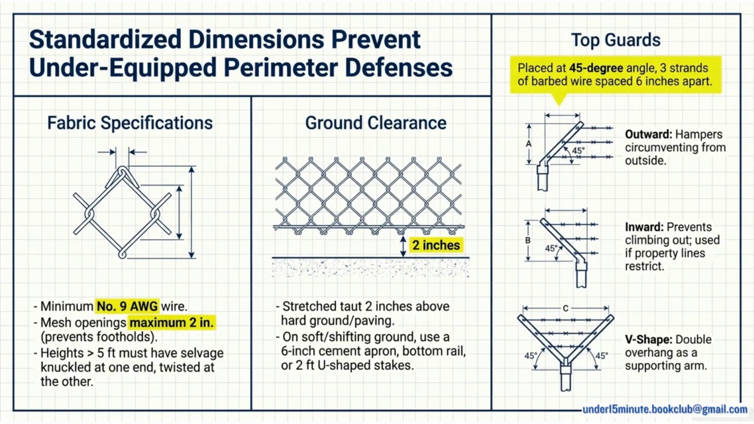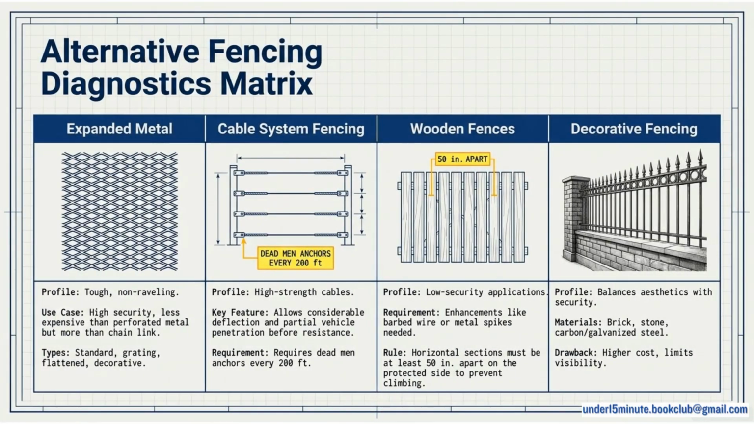Top guards, placed at a 45-degree angle, can be outward, inward, or V-shaped. Alternative fencing options include expanded metal, which is tough and less expensive than perforated metal. Cable system fencing uses high-strength cables. Wooden fences are for low-security applications. Decorative fencing balances aesthetics with security, often using materials like brick and stone.